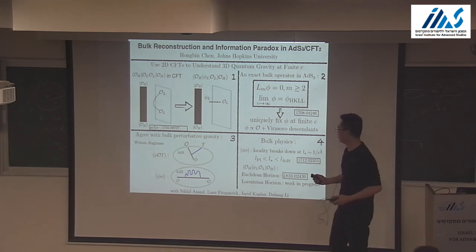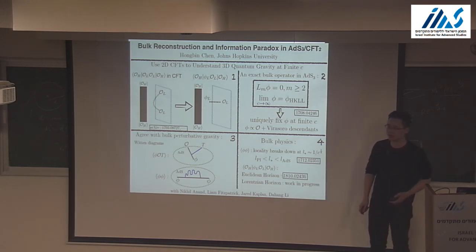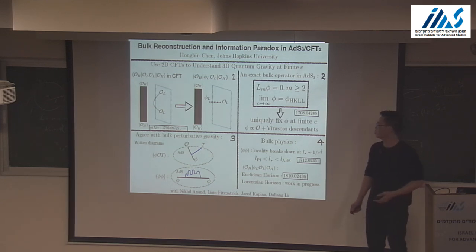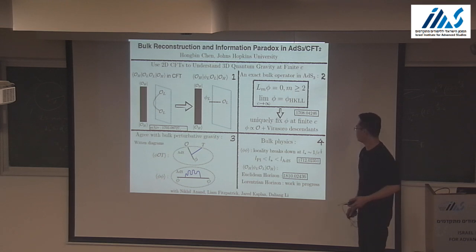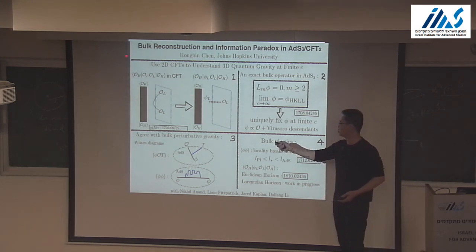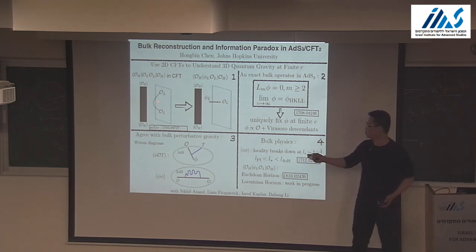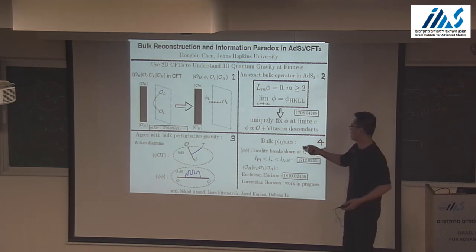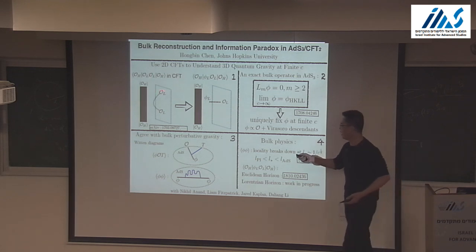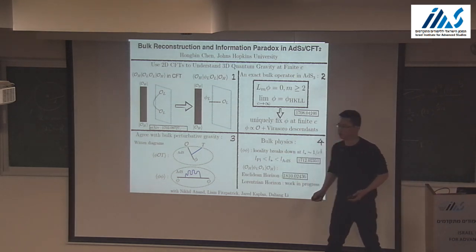So I'm going to talk about bulk reconstruction and the black hole information paradox in the context of AdS3/CFT2. The idea is to use 2D CFTs to understand quantum gravity in AdS at finite central charge. The black hole information paradox can already be studied on the CFT side by computing CFT correlation functions. For example, you can compute the heavy-light four-point function, where the heavy operators are dual to BTZ black holes, and the light operators act as a probe to probe the black hole geometry.